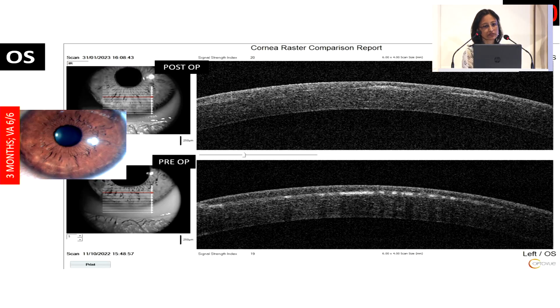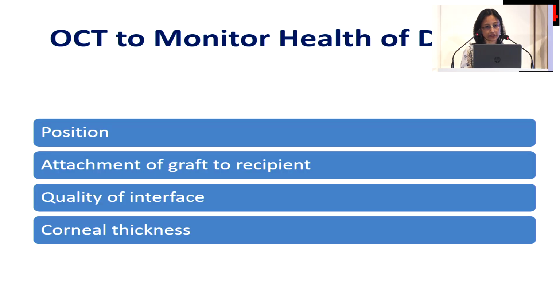This is another case where in the bottom image you can see that there are a lot of epithelial nests. We removed the epithelial ingrowth by lifting the flap, and 1 month post-op the patient's vision was 6/6, and you can see in the image that there are no residual epithelial nests left.